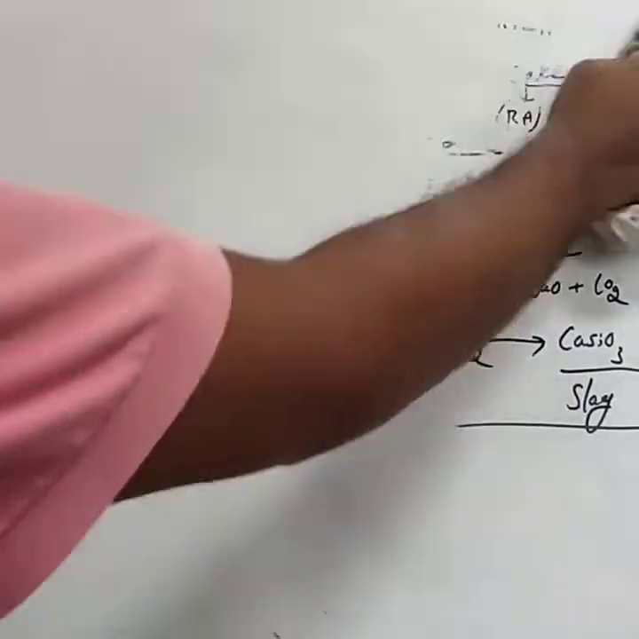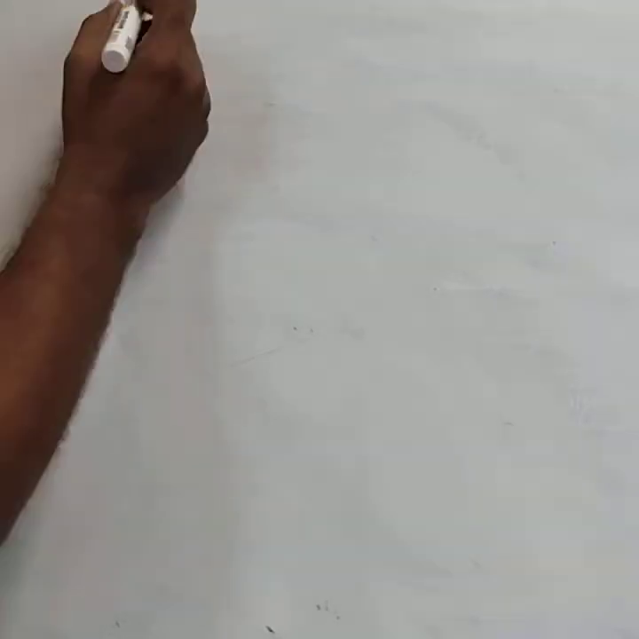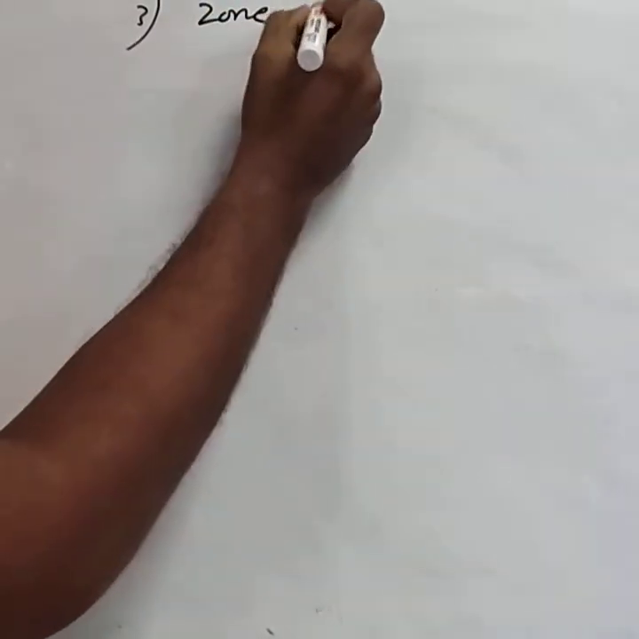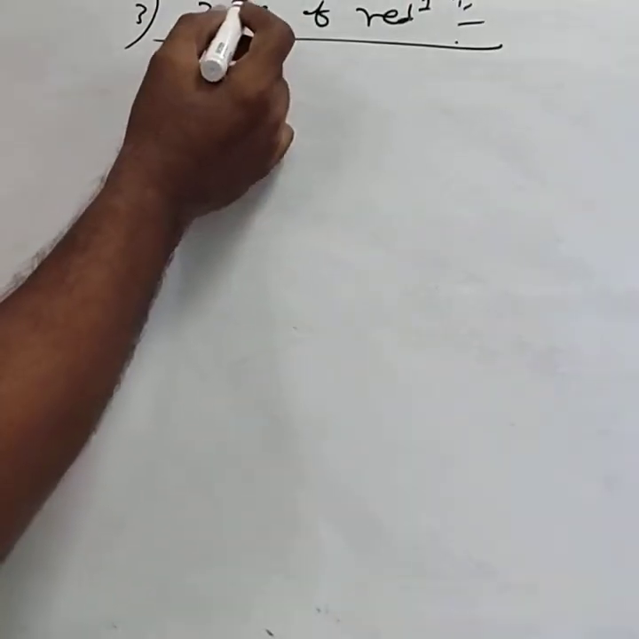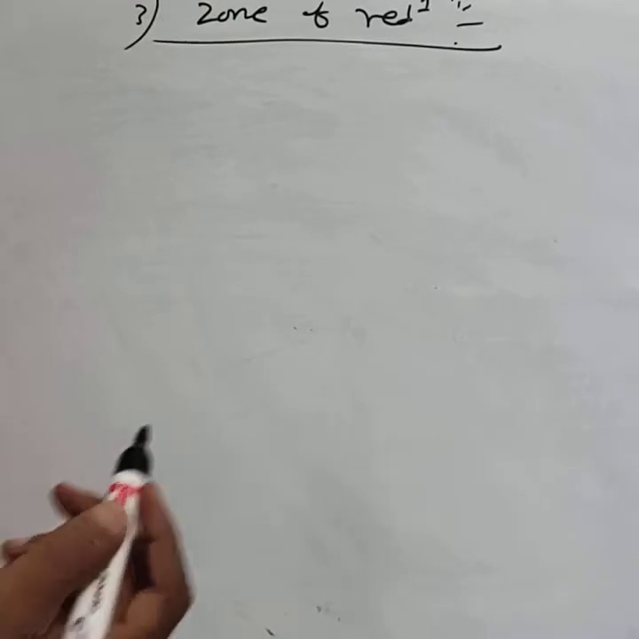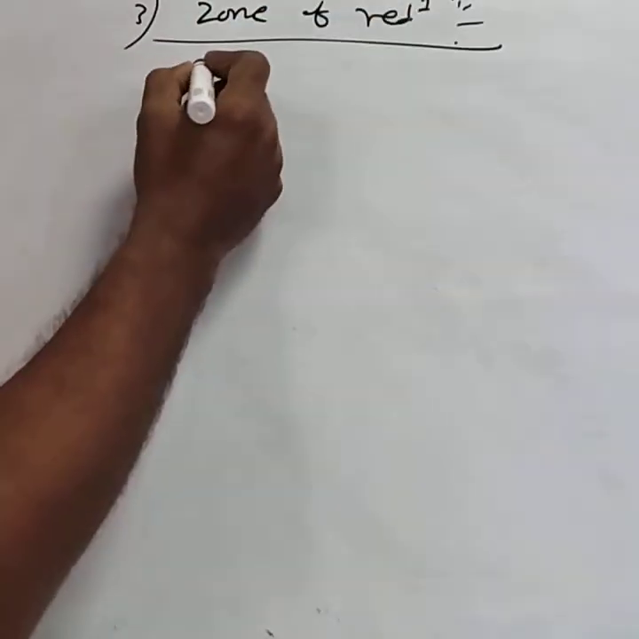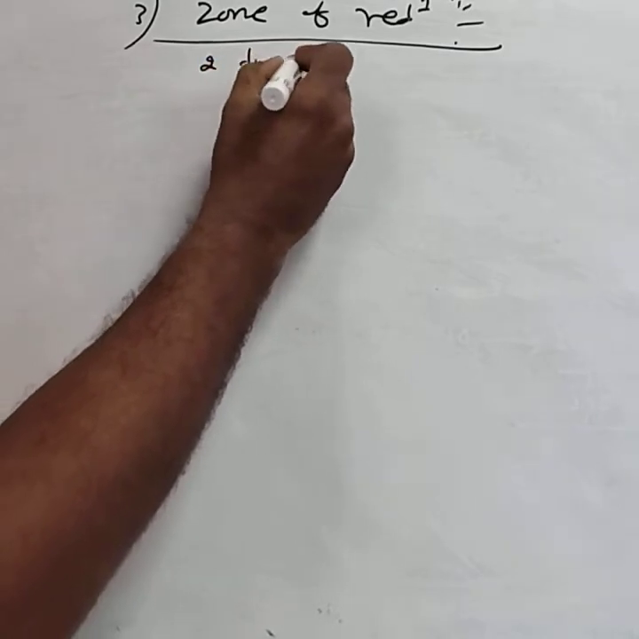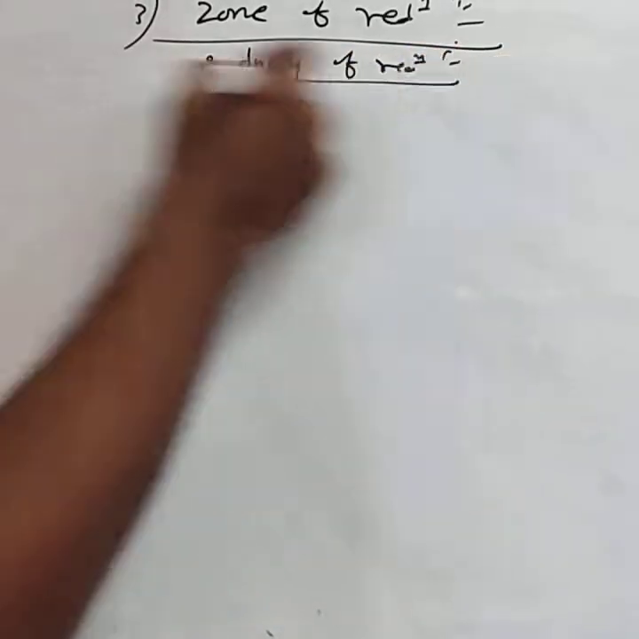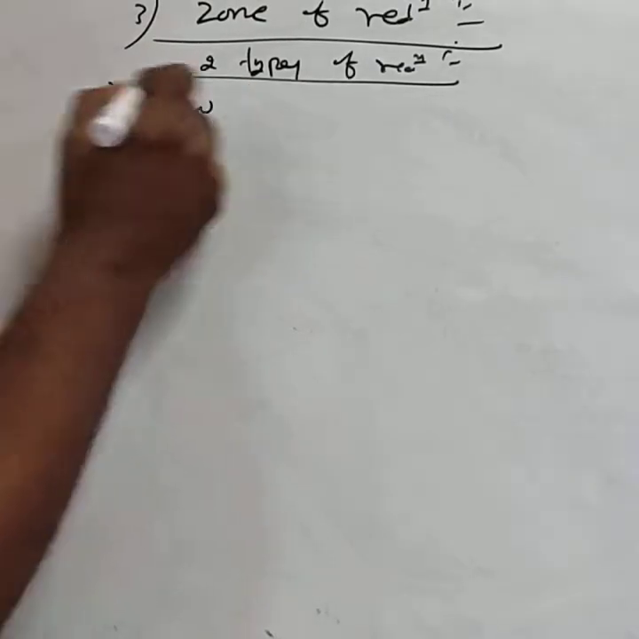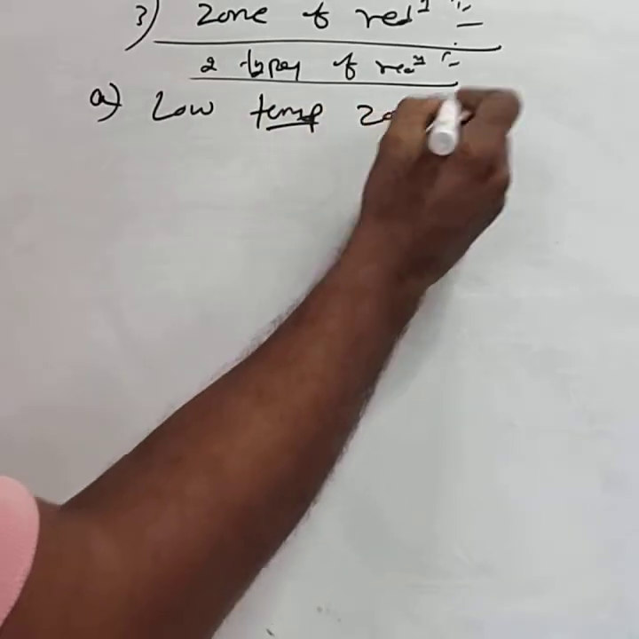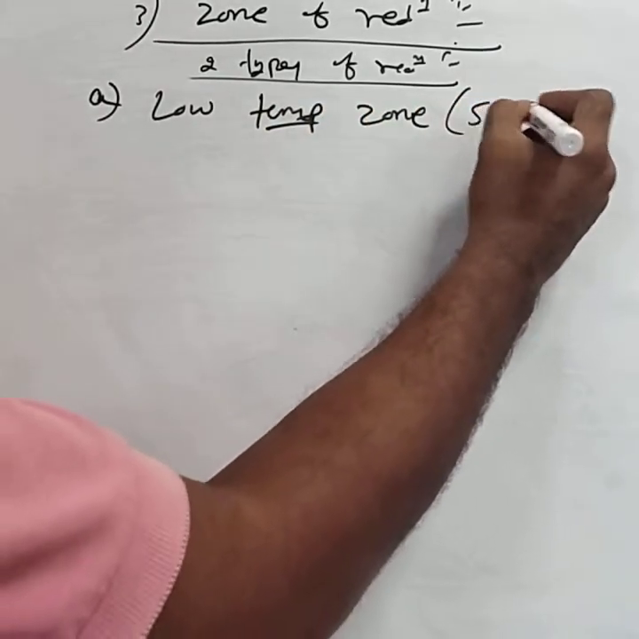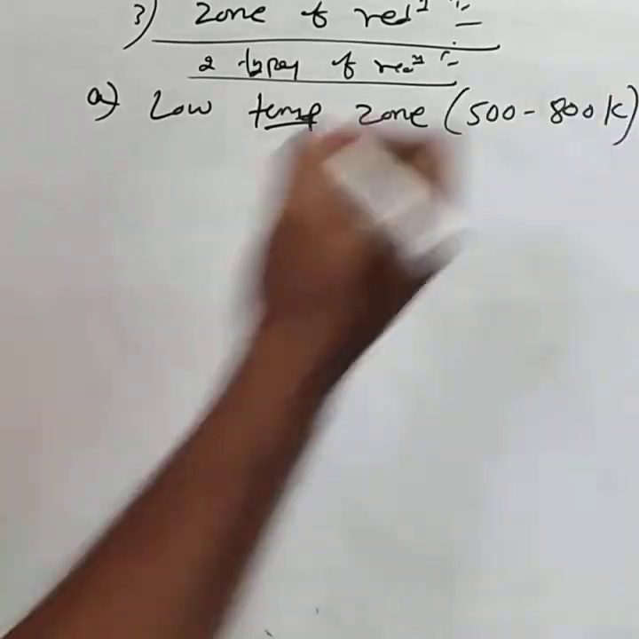Then the third zone is the zone of reduction. This is the most important one. In the NCERT book, only this zone of reduction is mentioned. In the zone of reduction, there are two types of reactions. One is the low temperature zone, which is 500 to 800 Kelvin.